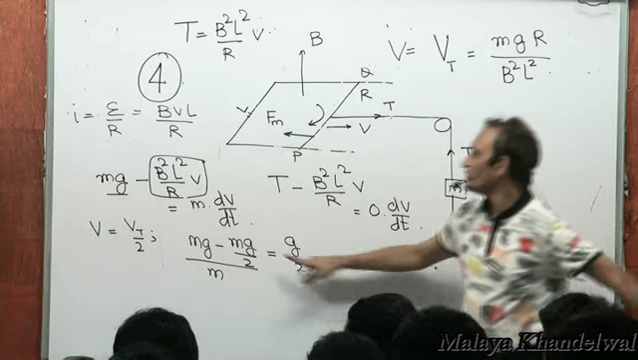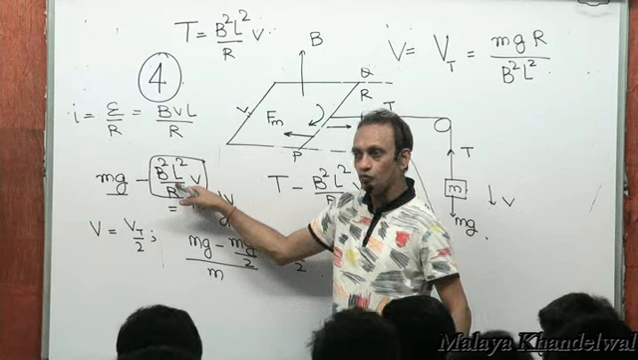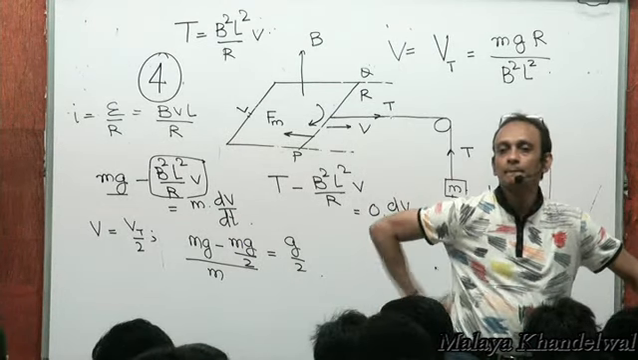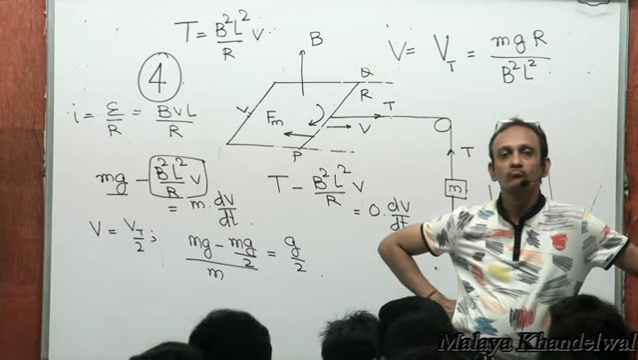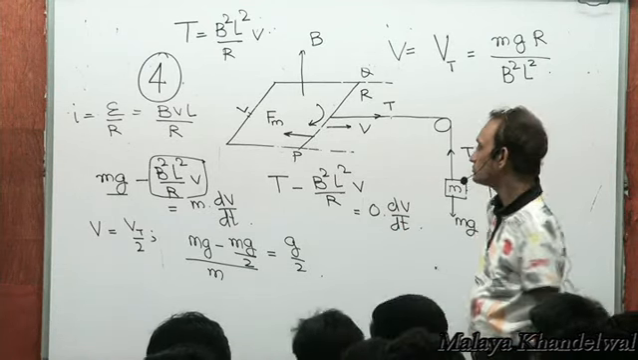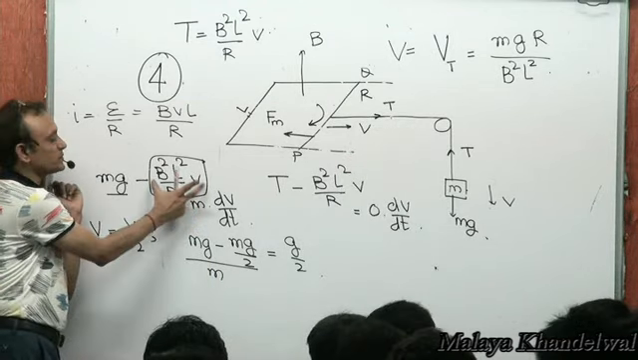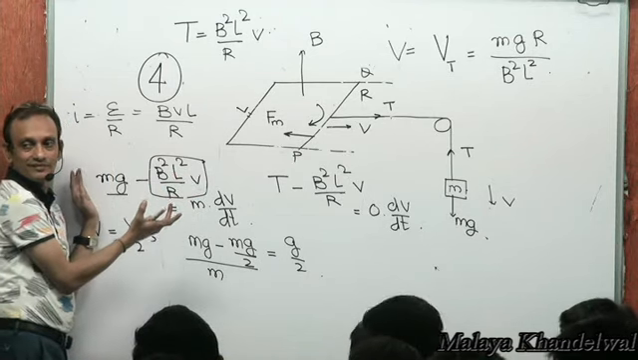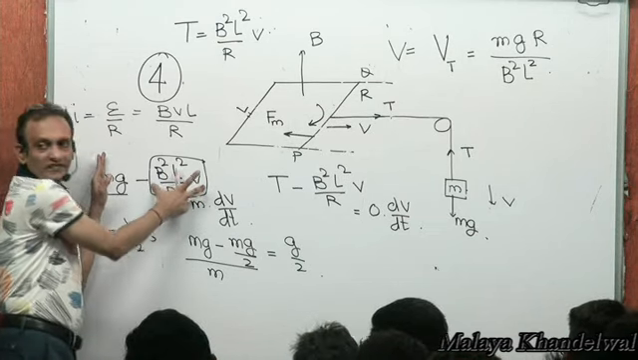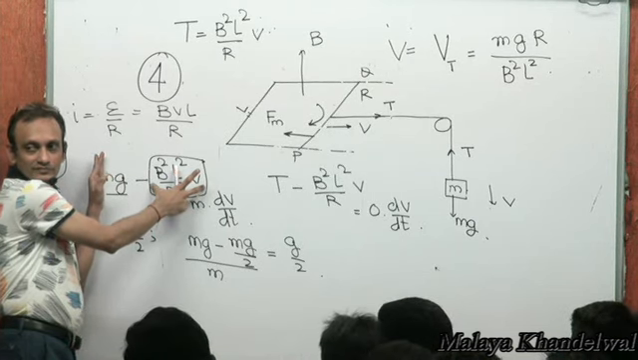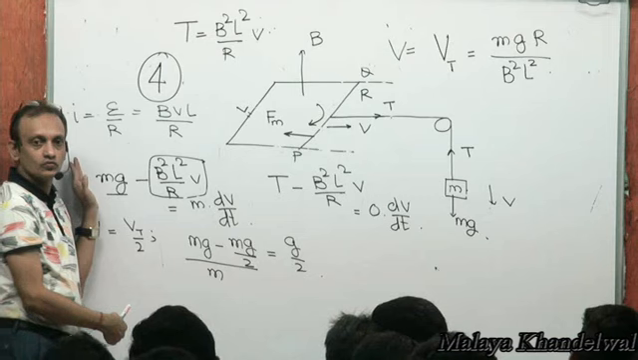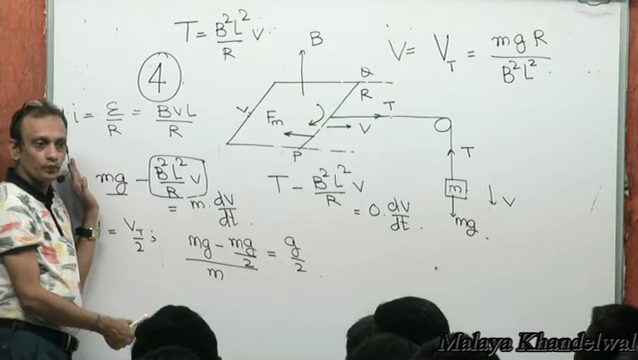When V is V terminal by 2, the net force is going to be mg minus mg by 2, divided by mass, which gives me the acceleration dv/dt, which is g by 2 when V is half of V terminal. Yes or no? When V is V terminal, this must become equal to mg, because net force is 0, isn't it? But when V is Vt by 2, this quantity will become mg by 2. So the net force would be mg minus mg by 2, and that divided by mass will give me the acceleration g by 2. Is it confusing? No?